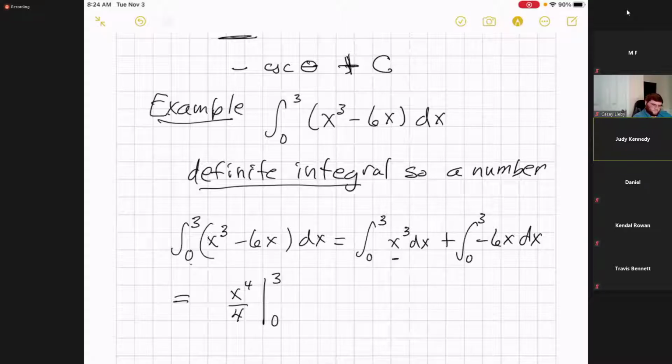Notice it's the same two numbers as we had on the integral, and the 0 is at the bottom of the integral, so it's at the bottom of the bar. The 3 is at the top of the integral, so it's the top of the bar. And then the next one, I can pull out the -6, and an antiderivative for x is x squared over 2. And that gets evaluated from 0 to 3.